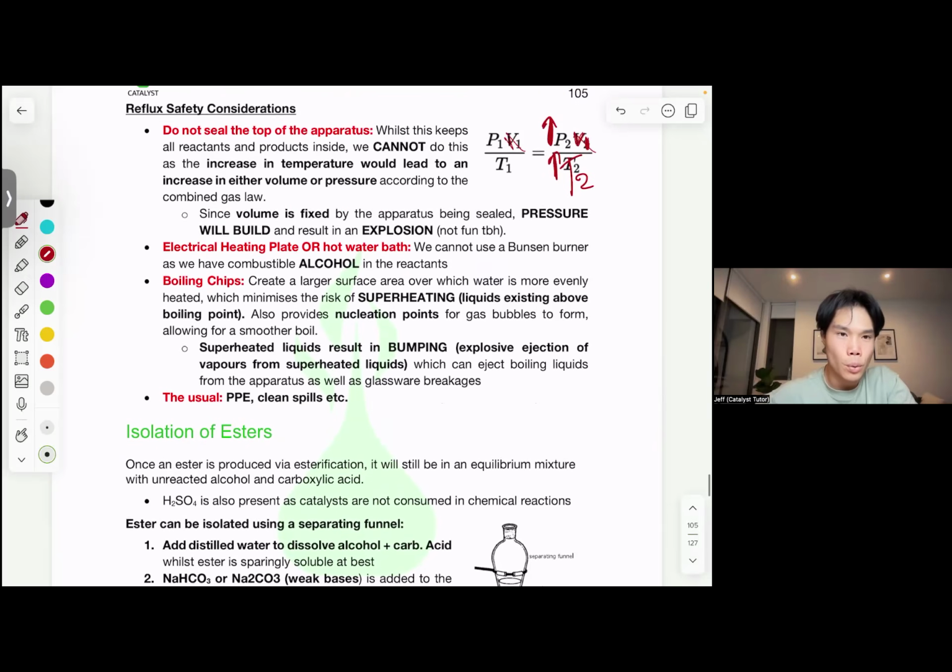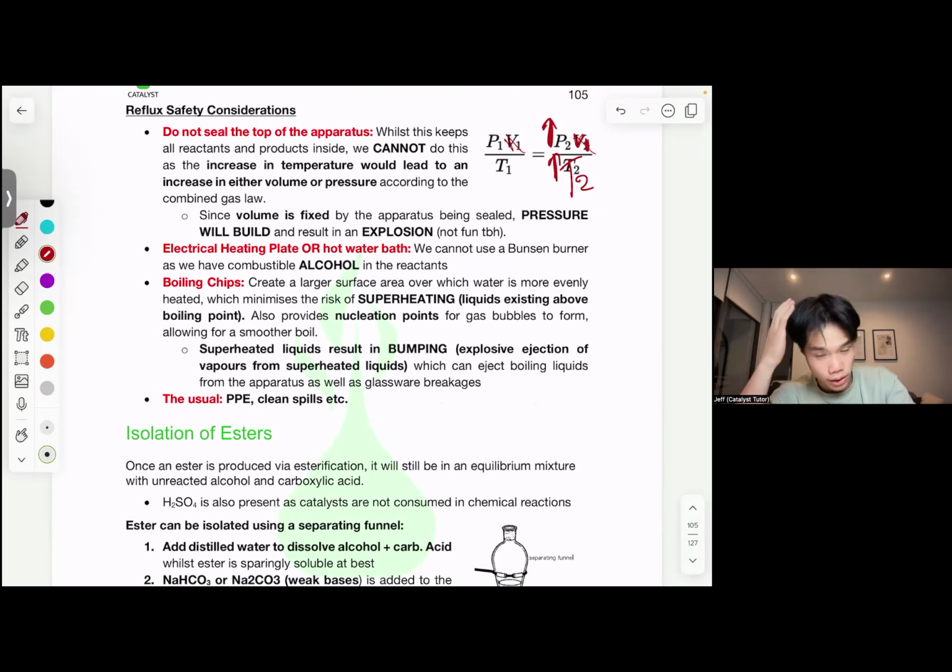You also do not want to use a Bunsen burner. I know some schools are really lax on this, but if you have alcohol from your setup and it turns to fumes and escapes, your reflux isn't perfect, that can combust and that can be dangerous as well. So you want to use a hot water bath or electrical heating plate or both.